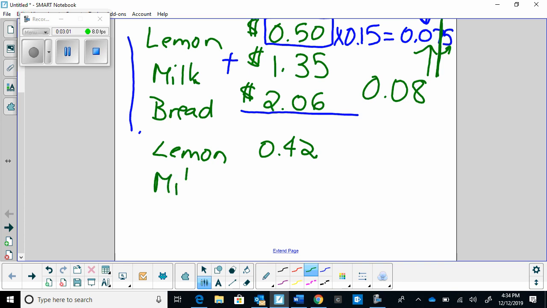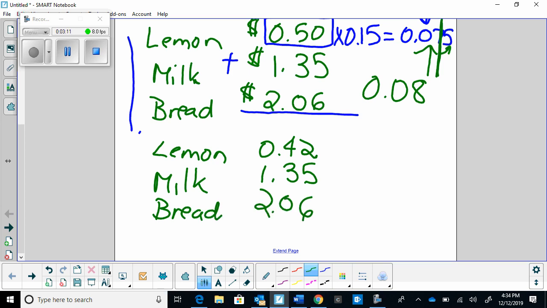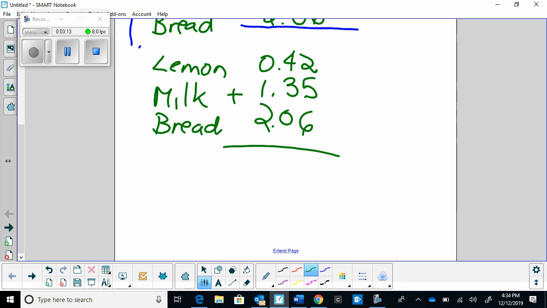My milk has not changed. It is still $1.35. And my bread is $2.06. So now when I add all these up, 2 plus 5 is 7, plus 6 is 13, carry the 1. 4 plus 3 plus 1 is 8. And 1 plus 2 is 3. So $3.83. And you could double check these on your calculator if you're allowed to use your calculator for a question like this. And it is in fact $3.83.